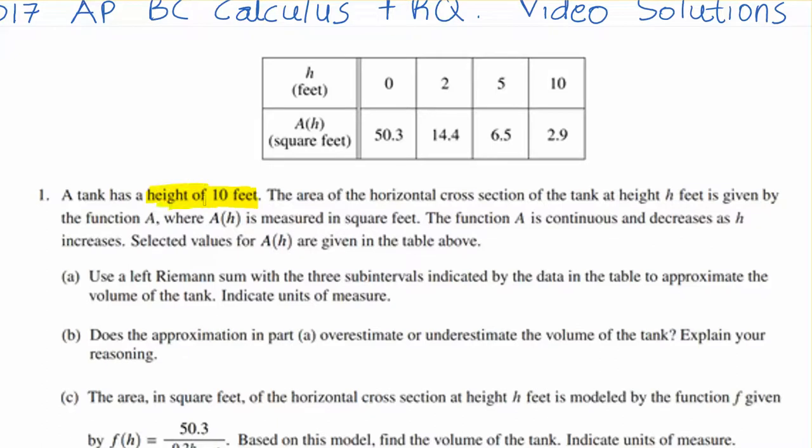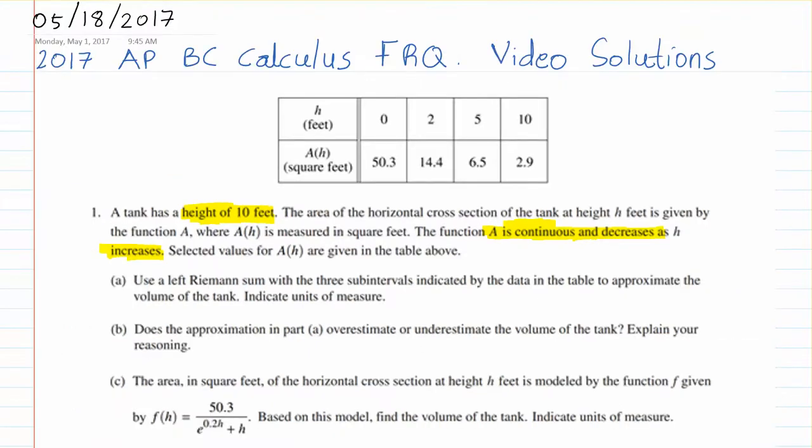What else do we know? We know that the function a is continuous and decreases as h increases. Those are really important pieces. And so moving on, A asks us to use the left-hand Riemann sum with 3 subintervals indicated by the data in the table to approximate the volume of the tank. And don't forget the units.